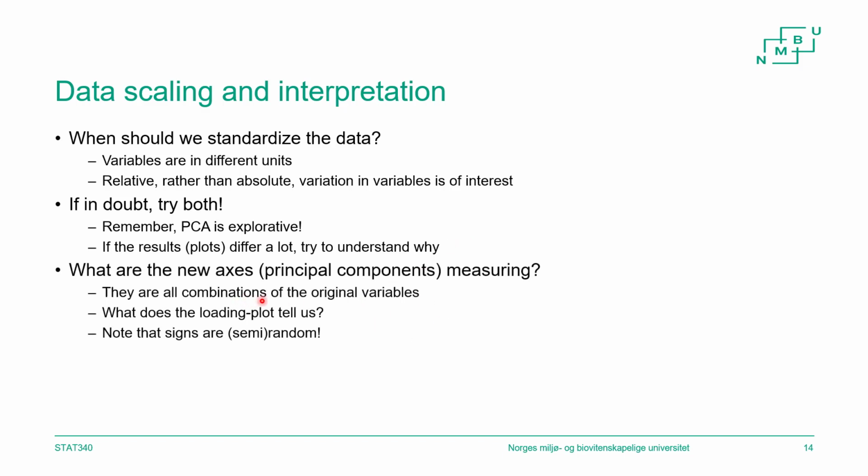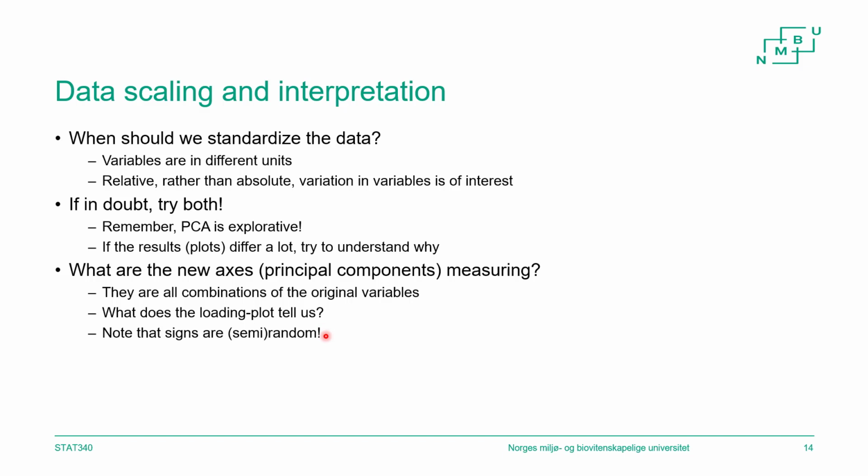So what are the new axes of the principal components actually measuring? They are all combinations of the original variables, right? So the loading plot tells us a little bit about how much each of the original variables affects the new axes, the new principal components. Those that have a big loading, positive or negative, in either the PC1, PC2 or PC3 direction are the important ones. Those that are close to the origin, close to zero, are not important.